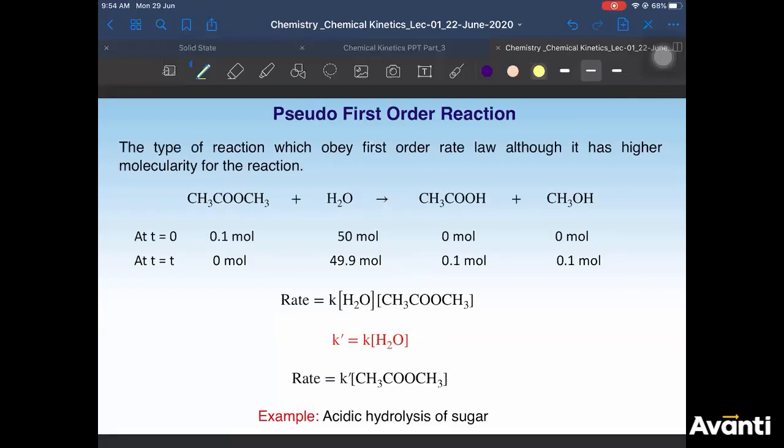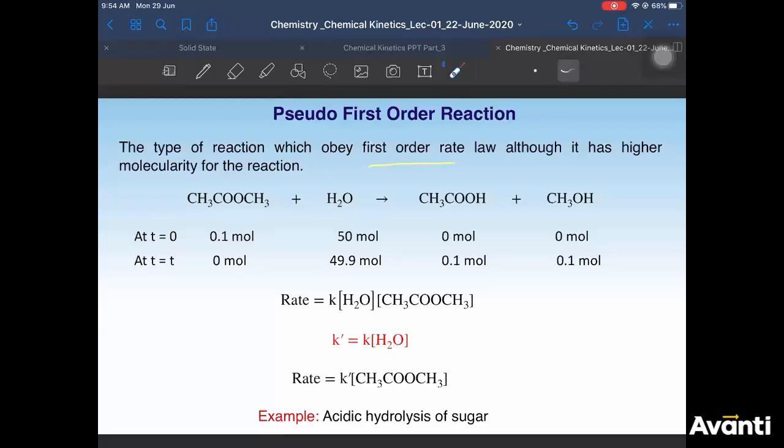The pseudo first order reaction is the type of reaction which obeys first order rate law, although it has a higher molecularity of the reaction. That is, this is a reaction where, if you write its rate law, you'll get more than one order. But under experimental conditions, it starts behaving as a first order reaction.